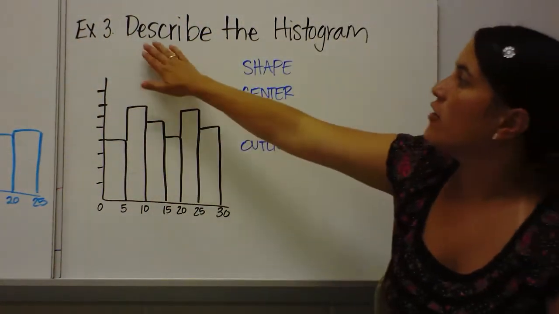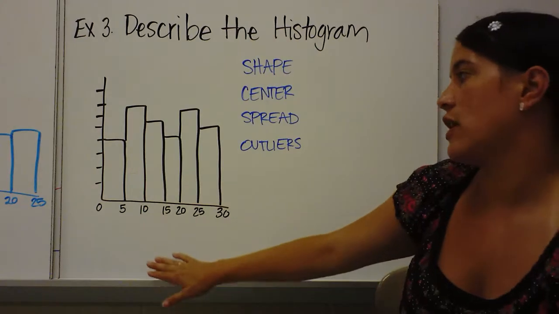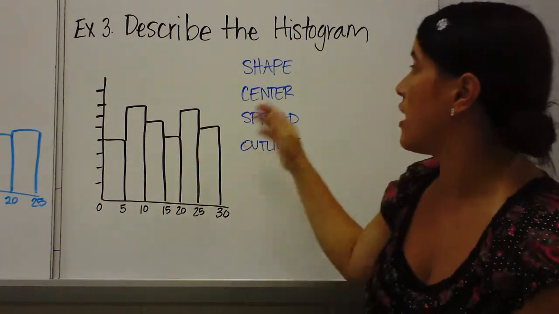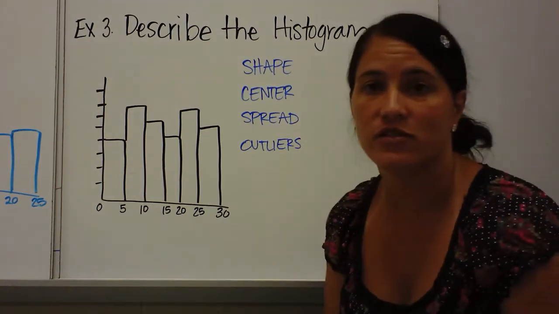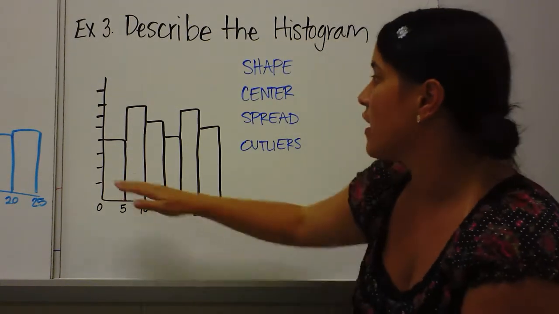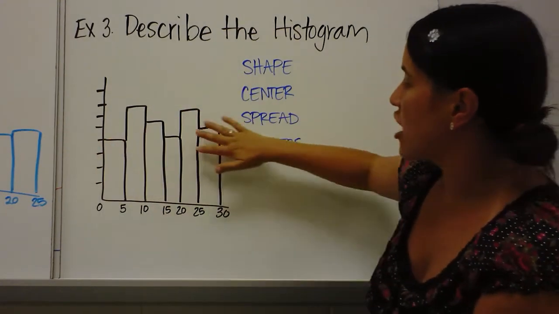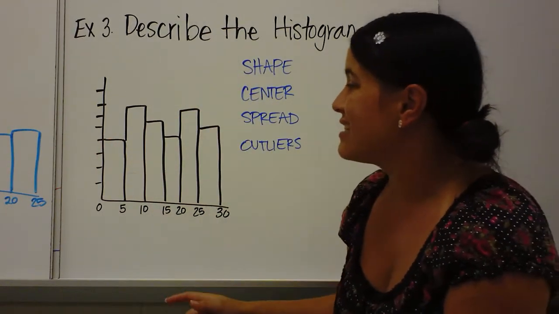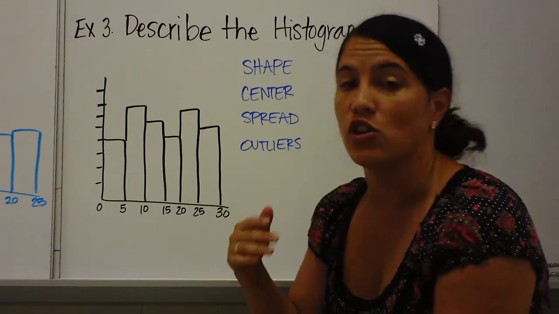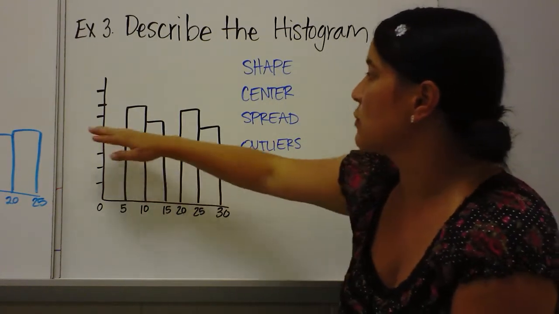All right. The other thing you need to do is describe the histogram. Remember in the video you learned about the 4 ways to describe: shape, center, spread, and outliers. So I'm going to give you 2 examples on how to describe your histogram. So the shape of this histogram, it's definitely not skewed left or skewed right, so you have to decide, is it symmetrical or is it uniform? And it looks pretty uniform.